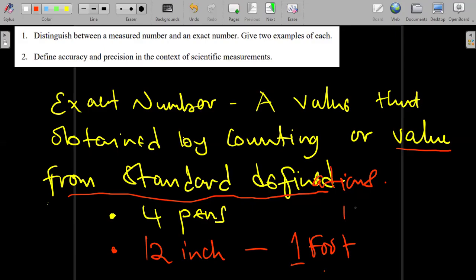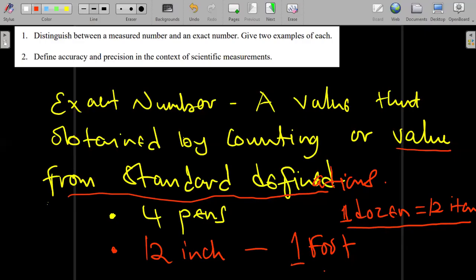Or when we say 1 dozen, I don't know your pronunciation, but I get you. I hope you get what I mean. If you say 1 dozen, you just mean 12 items. They can be 12 books, 12 pens, anything. But we know that 1 dozen is just 12 items. So these numbers that are from definitions like that are also called exact numbers.